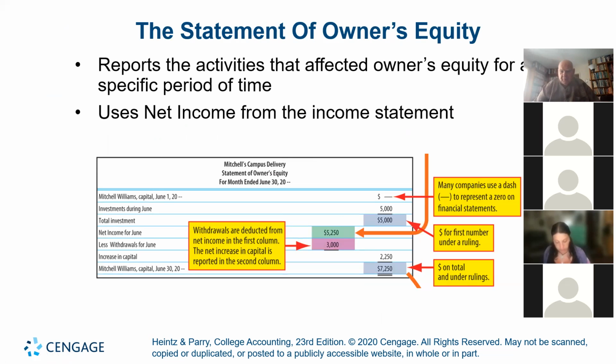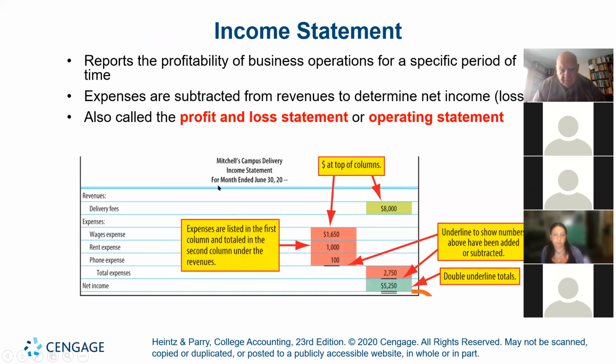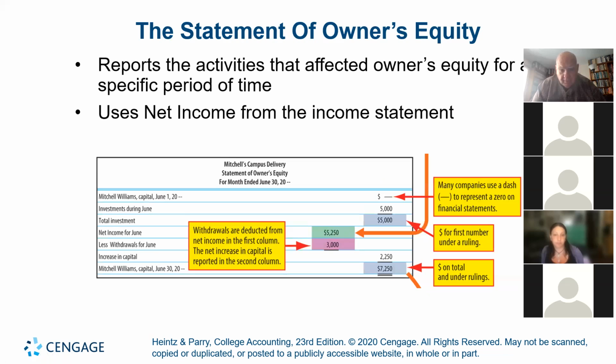7,250, which is your equity. Now, the reason we have to do the equity statement second is because we need to take that new equity number and roll it into the balance sheet. Let me point out something important. You notice the heading for the income statement and the heading for the equity statement both said "for the month ended." You cannot use the words "for the month ended" on a balance sheet.